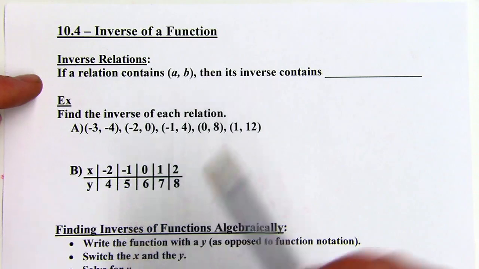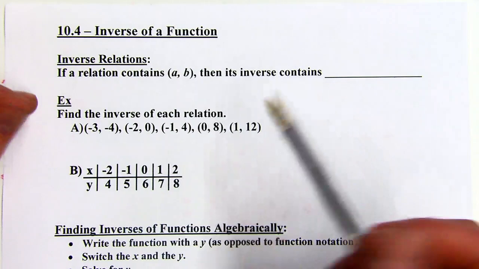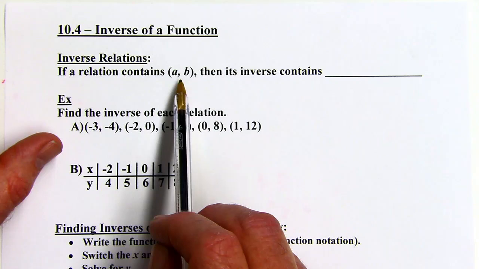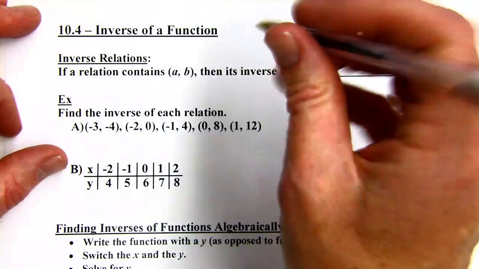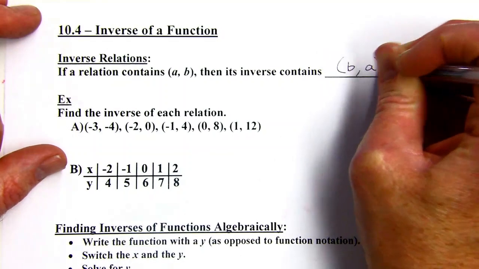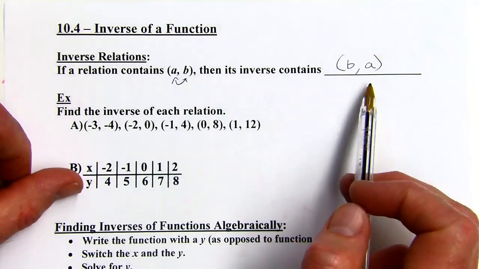Okay, so if you've got a relation and you want to find points that are on its inverse, what you can do is switch the xy pairs. So if a relation contains the point (a, b), then its inverse is going to contain the point (b, a). So all you have to do is reverse the xy pair, and then this would be a point on its inverse.